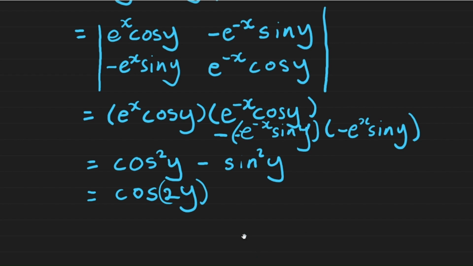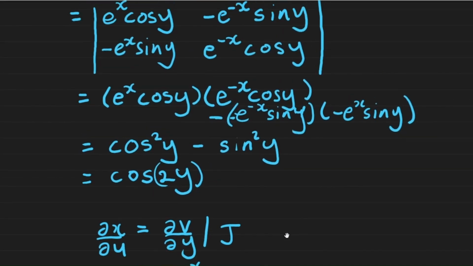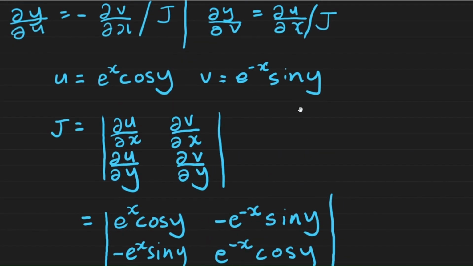So how do we go about now finding the derivatives of the inverse functions? Okay, as written earlier, ∂x/∂u is equal to ∂v/∂y divided by the Jacobian. This is just simply e to the power minus x cos y divided by cos of 2y. This ∂v/∂y is something we had determined earlier on.